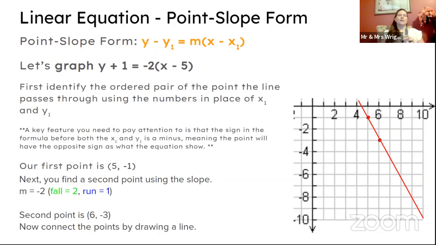Sometimes you'll be given some written information saying, what is the equation of a line that passes through a point? And it'll give you the numbers, the ordered pair of the point, with a slope of, and so then you just need to take that and build your equation. But we're going to get into that in a little bit.